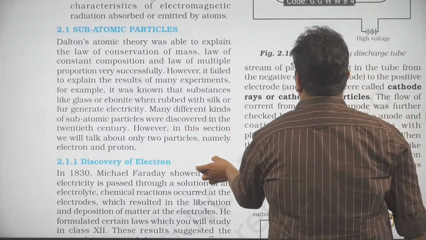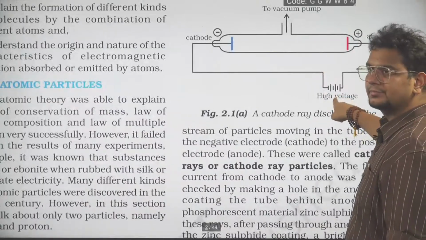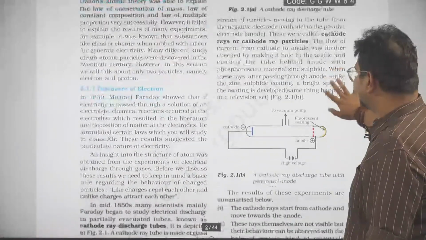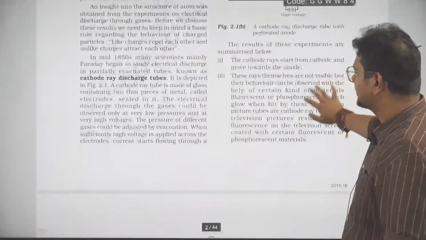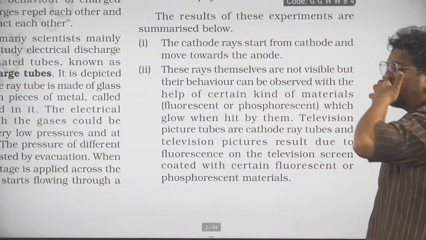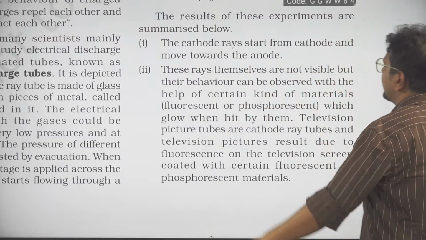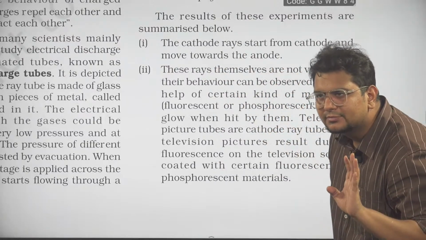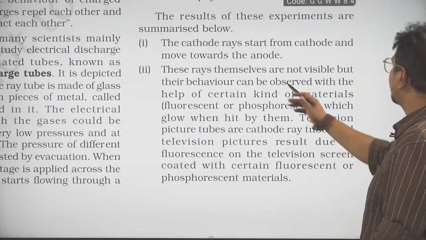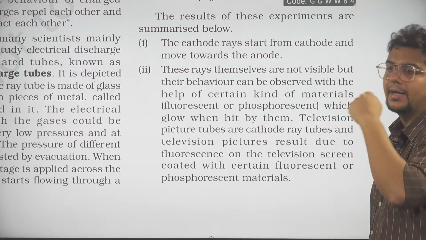Coming to the discovery of the electron, this experiment was conducted. You can check here: high voltage, and a vacuum pump to take the tube to low pressure. Number 1: the cathode rays start from the cathode and move towards the anode. Number 2: these rays are themselves not visible, but their behavior can be observed by using certain materials, fluorescent and phosphorescent, which glow when hit by them.